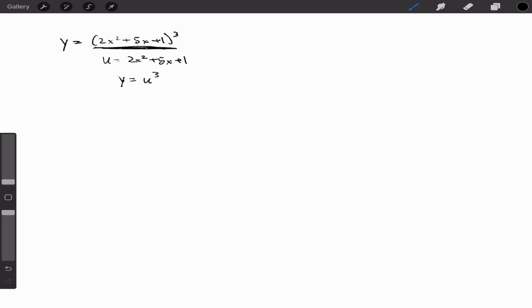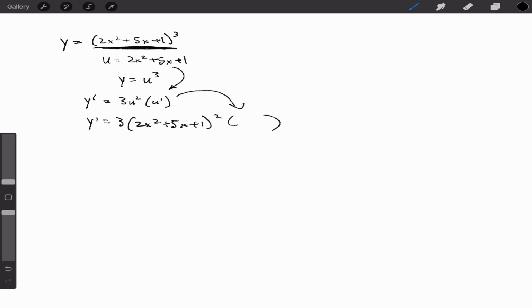And we will use the power rule to take the derivative of the outer function first. So using the power rule, d over du of u to the power 3 would be 3u squared. And then we will plug in the actual value for u, which would be 2x squared plus 5x plus 1. So we'll write that down. And then now we'll take the derivative of the inside function, the derivative of 2x squared plus 5x plus 1. And that would be 4x plus 5.